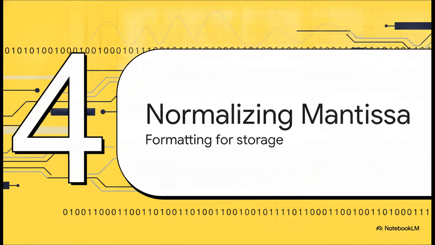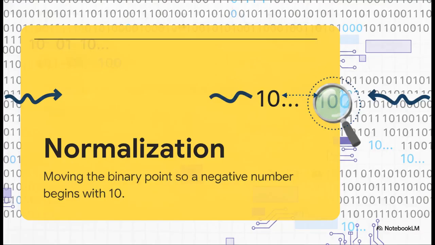Now for step 4, normalizing the mantissa. With that raw negative number secured, we need to format it properly for floating point storage. We do this by finding our balance and normalizing the mantissa. Now, normalization is just a strict formatting rule that ensures maximum precision within the computer's memory. The rule dictates that for a normalized negative number, the mantissa absolutely must begin with a 1, immediately followed by a 0. It literally has to start with the digits 1, 0. If it doesn't, well, it's not normalized, and we have to physically shift the binary point until it is.